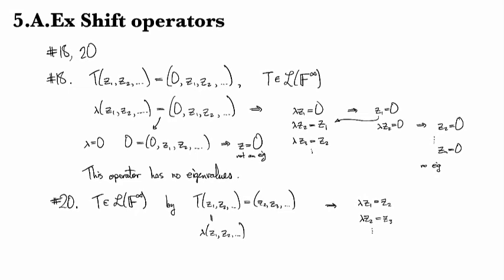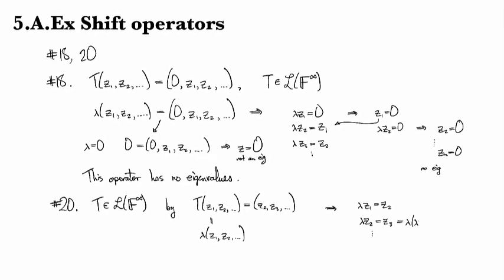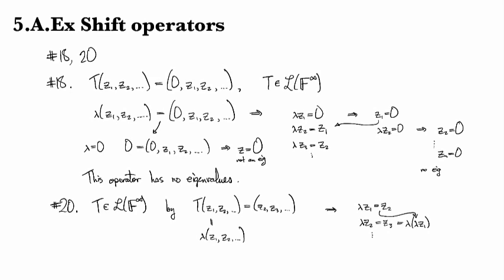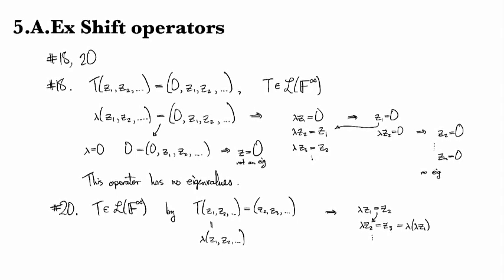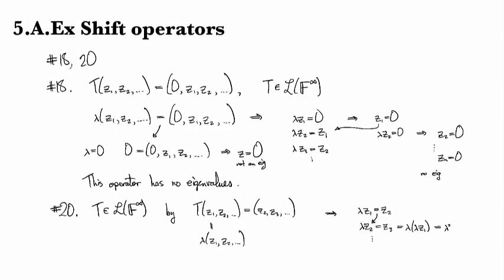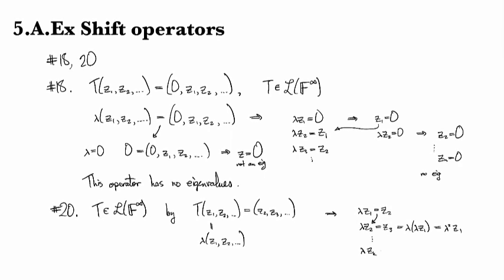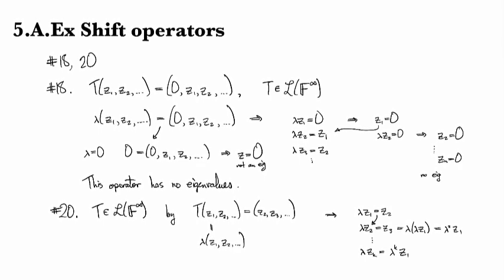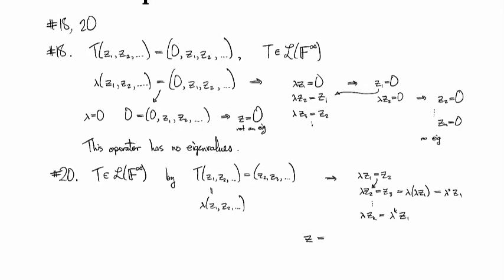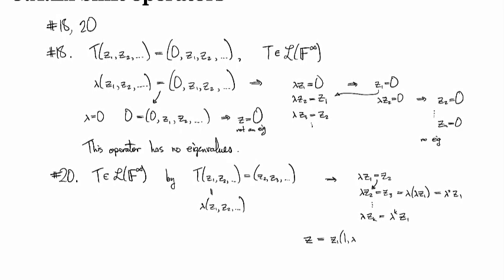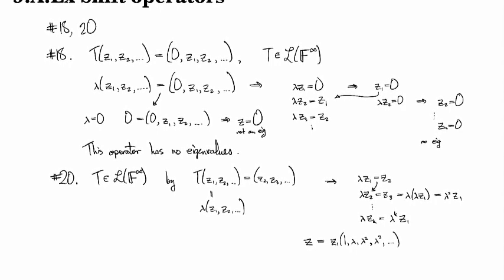So if z3 is equal to lambda z2, then that means it's equal to lambda times, and for z2, we know that's lambda z1 by substituting in. And in general, we have that zk is going to be lambda to the (k-1) times z1. And so that tells us that our sequence looks like z1 times (1, lambda, lambda squared, lambda cubed, and so on and so forth).